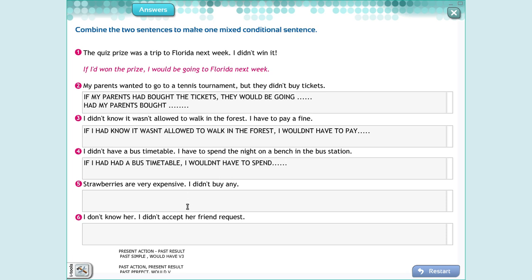Next one. Strawberries are expensive. I didn't buy any. So here you have a present action and a past result. Yes? No, it's the other idea. I have a past action and a present result. Or I have a present action of a past result. What do you think?